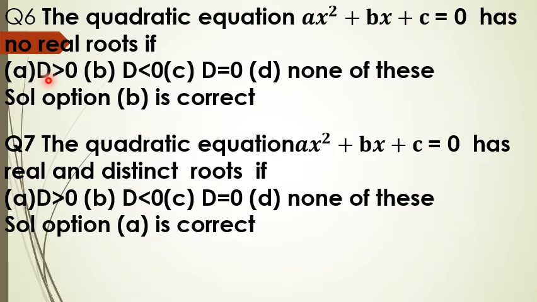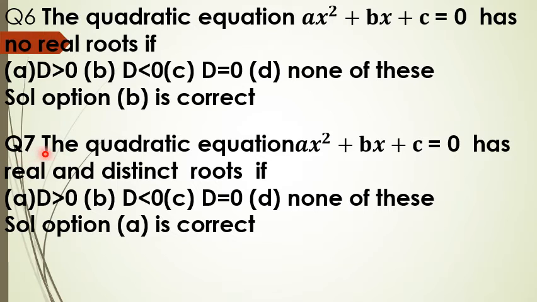As we know, when the discriminant is greater than 0, it means the roots are real. When the discriminant is less than 0, it means the roots are not real. When the discriminant is equal to 0, it means the roots are equal. So here option B is correct, because in the question it is given that the quadratic equation has no real roots if our discriminant is less than 0. So that's why option B is correct.